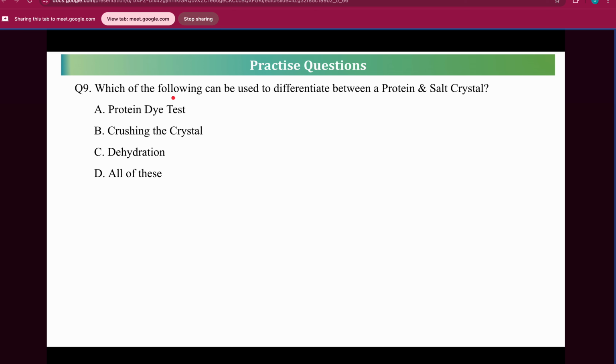Okay, so now let's move to the next question. Which of the following can be used to distinguish between a protein and a salt crystal? Option A, protein dye test. Option B, crushing the crystal. Option C, dehydration. And option D, all of these. So this is also a very easy question. I'll give you some time to answer this question.